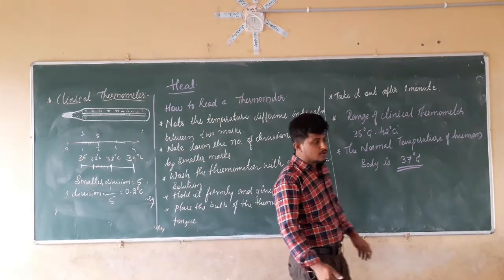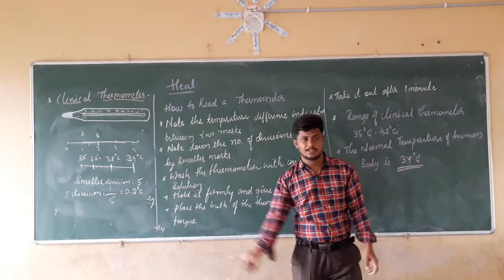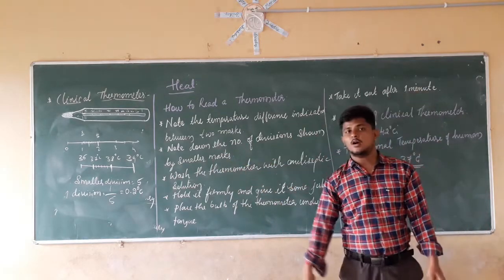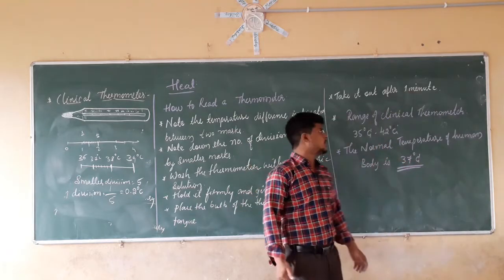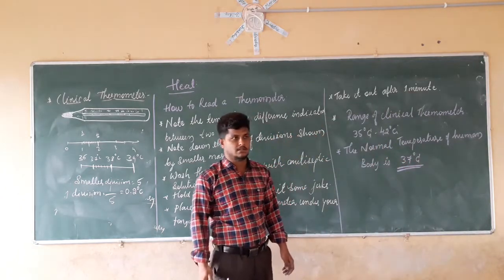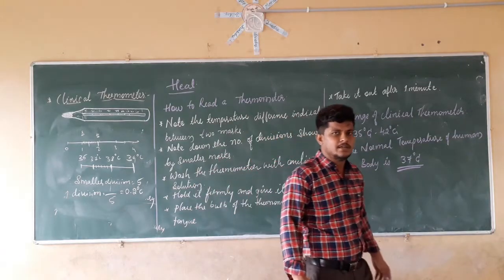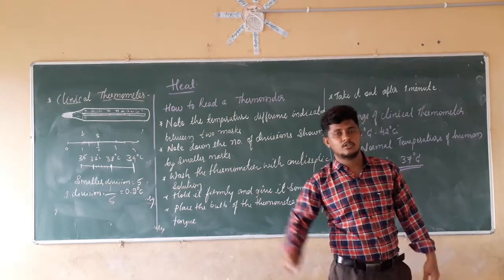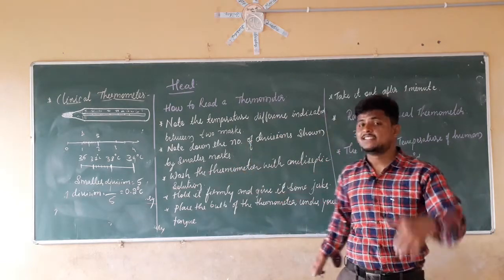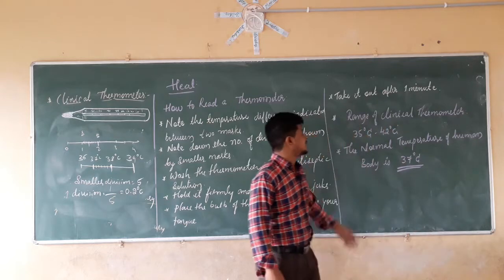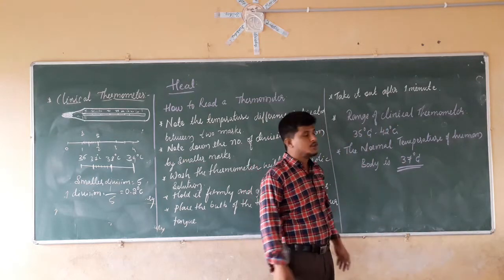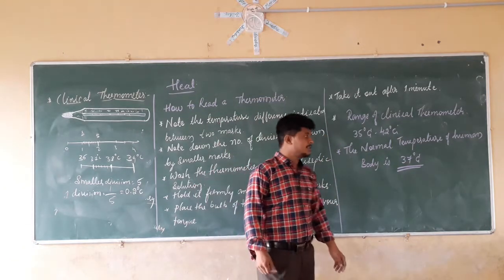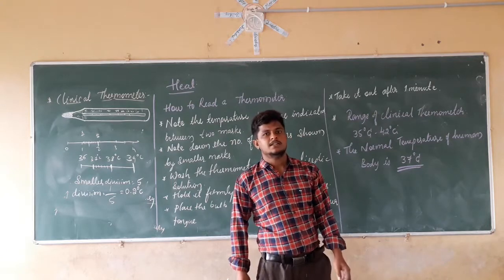Next, we came to know what a clinical thermometer is, how it is made, the parts of the clinical thermometer, and how to read it. Next, we are going to see something more about the clinical thermometer. What will be the range of the clinical thermometer? In this scale, we have from 0 centimeter to 15 centimeter. In the same manner, it has its own range. The range of the clinical thermometer is from 35 degrees Celsius to 42 degrees Celsius.